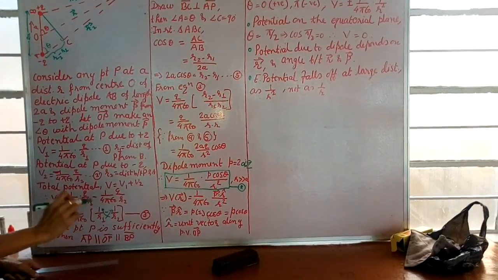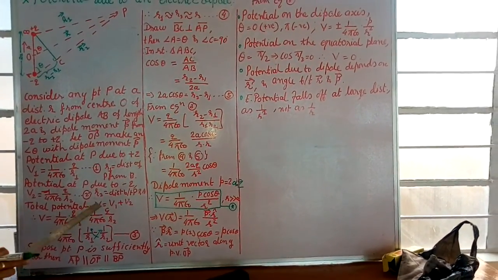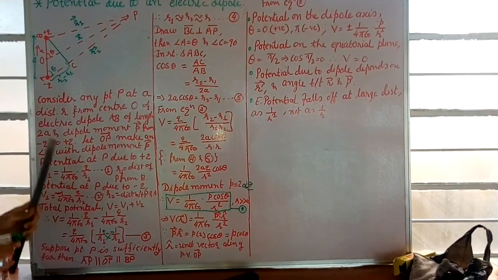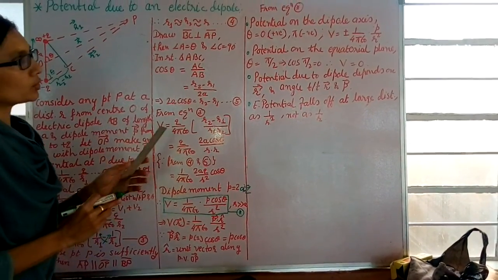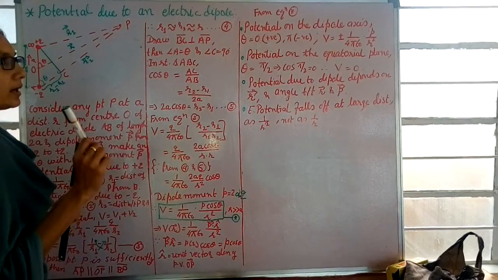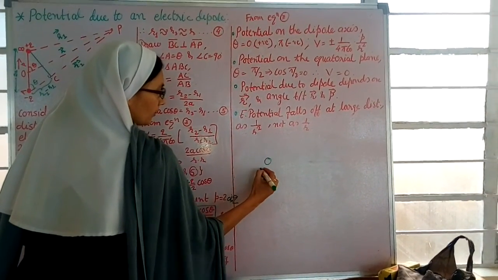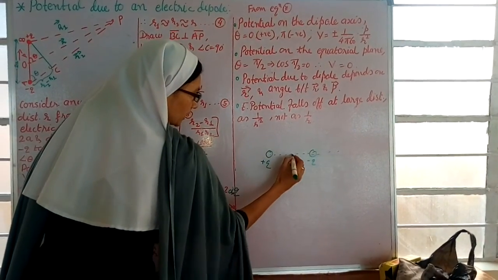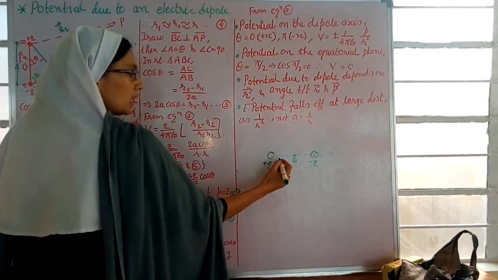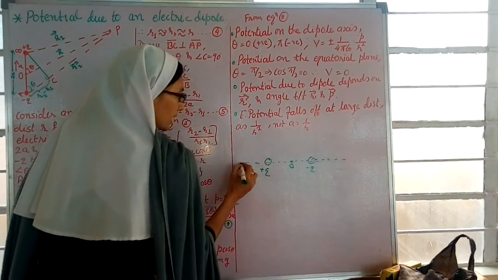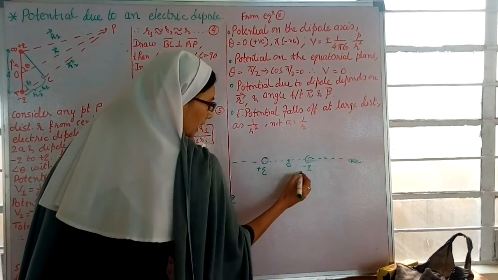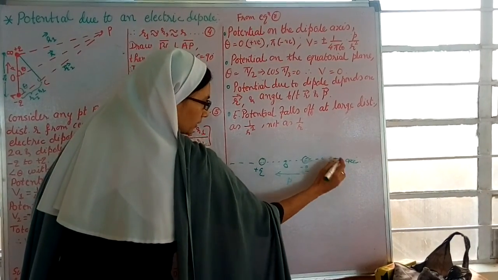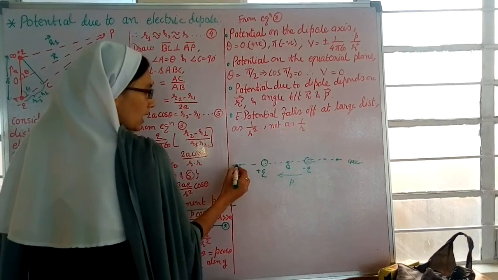Now we have taken point P as a general point, not on the axial line or the equatorial line. So let us find its value on the dipole axis and on the equatorial plane. Now what is the dipole axis? If this is my plus q and this is my minus q charge, then the line passing through the center of these two charges, the origin, is called the axis line. The dipole moment is from negative to positive, from minus q to plus q. Suppose the point P is taken either here or here.